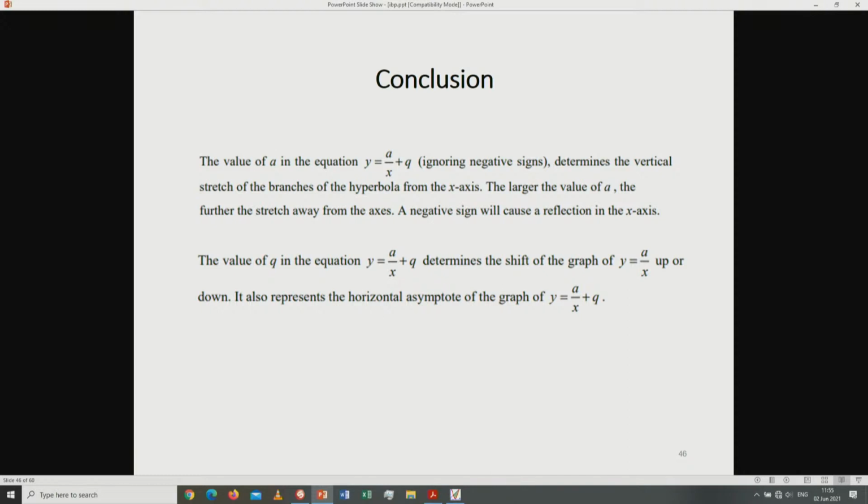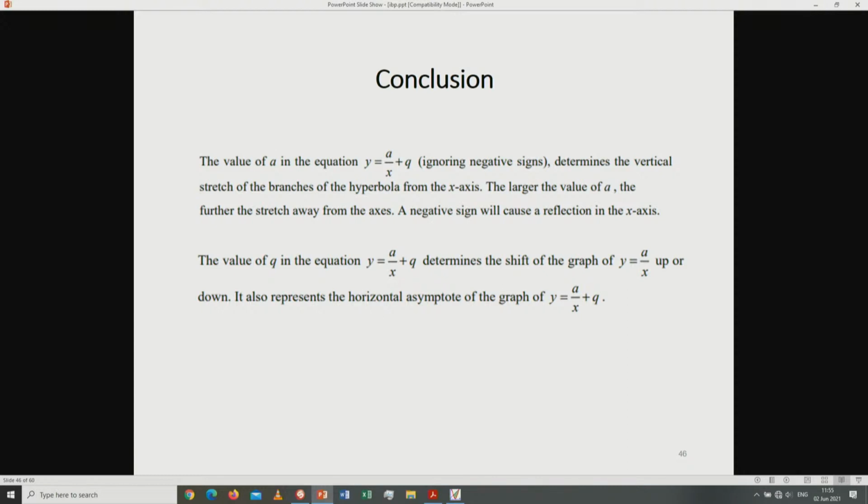Right, the value of q in the equation. The value of q in the equation y is equals to a divided by x plus q determines the shift of the graph. Very important. You saw when it was a plus, the graph shifted 3 units up because it was plus 3. Then when it is a minus 3, then the graph will shift 3 units downwards. There we have it. Now q determines the shift of the graph of y is equals to a over x, which is the mother graph, up or down, depending if q is positive or q is negative.